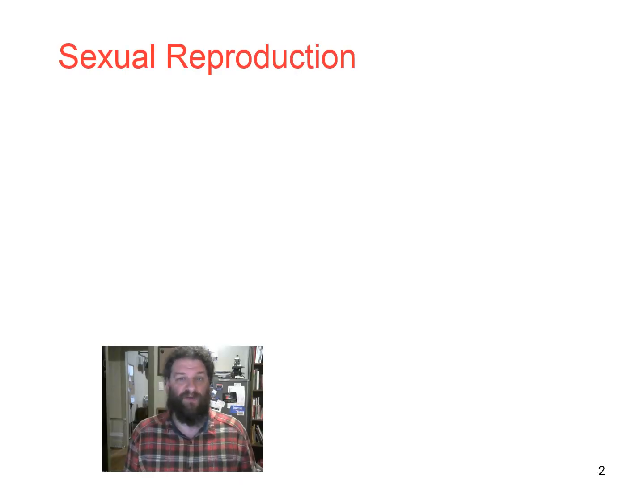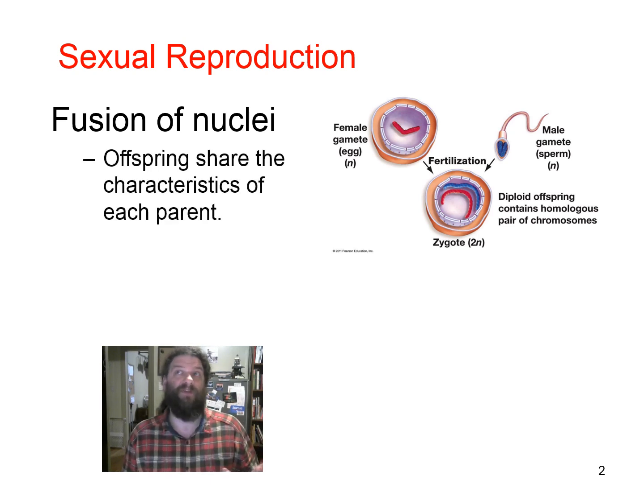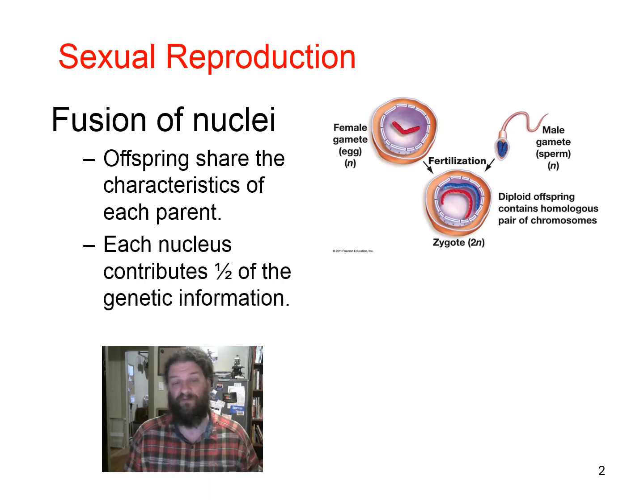We've already compared asexual reproduction to sexual reproduction and talked about how it's not the number of parents, as many people would think, that makes the difference. In asexual reproduction, you start with one cell and end up with two identical cells. In sexual reproduction, you have two cells and they fuse to become a new cell. In doing so, if there are two parents, it's going to share some of the characteristics of each parent, because each cell is going to contribute half the genetic information.